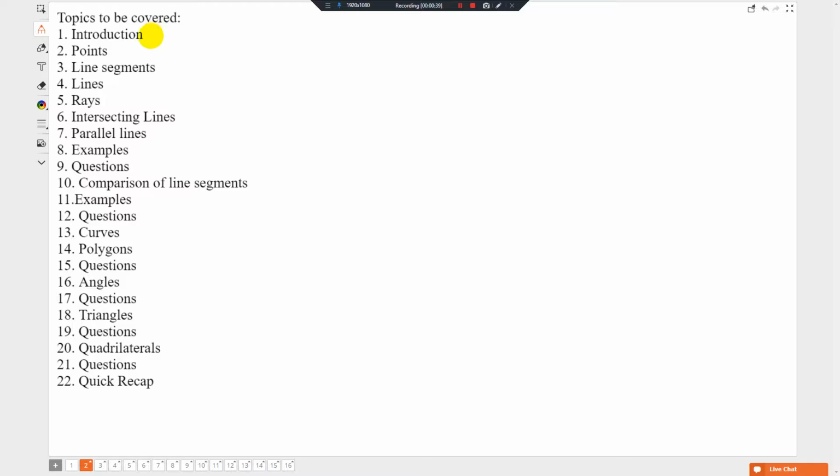Quickly we'll see it. Introduction, points, line segments, lines, rays, intersecting lines, parallel lines, examples, questions, comparison of line segments, examples, questions, curves, polygons, questions, angles, questions, triangles, questions, quadrilateral questions, and quick recap. So there are many questions. So let's start.